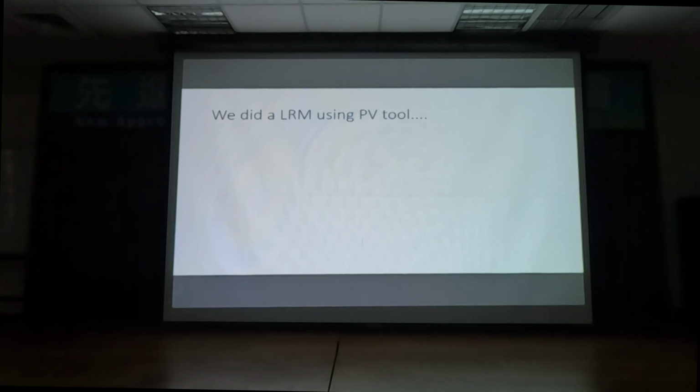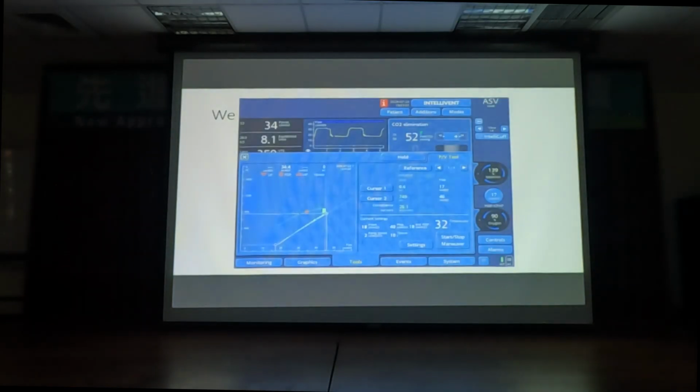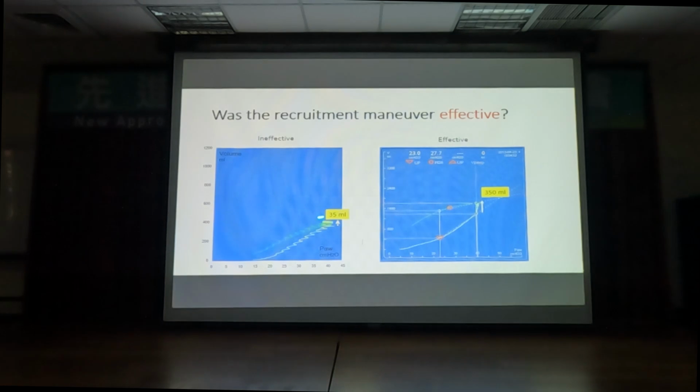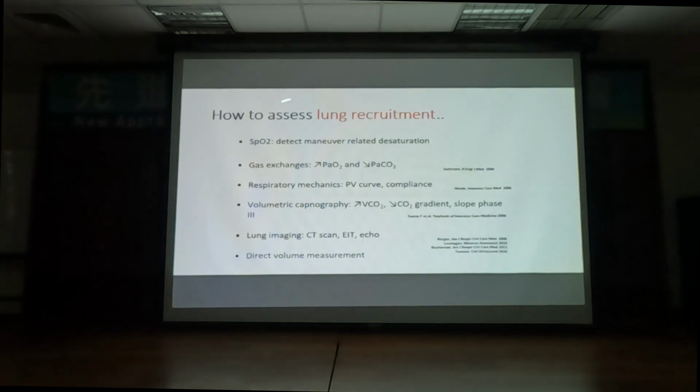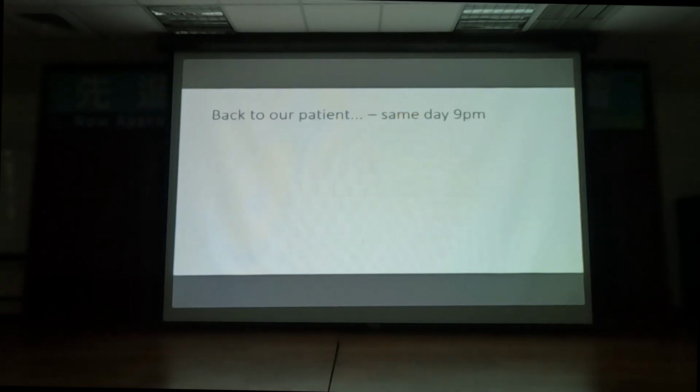So we did a lung recruitment using the PV tool, okay? Here, you can see whether this was effective if you measure this volume, and if it's over 2 ml per kilo, this is the new volume during lung recruitment inside the lung. If it's over 2 per kilo of ideal body weight, then the lung recruitment maneuver was effective. Of course, there are other methods to assess. Some are good, some are not. We can debate this later.